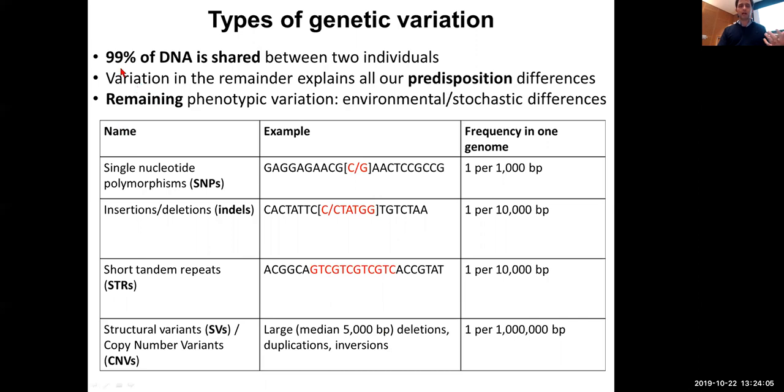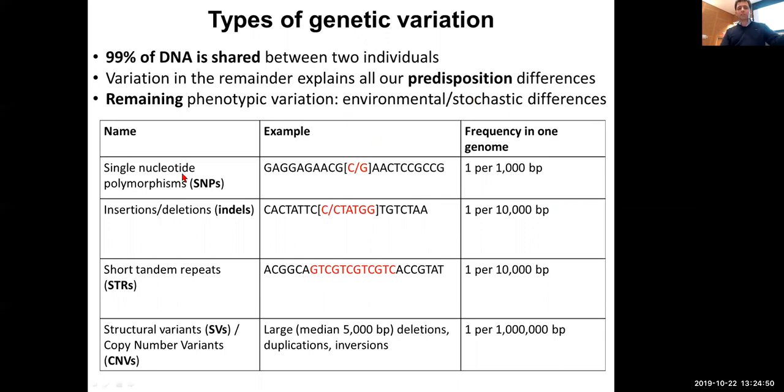99.9% of DNA is actually shared between any two individuals. Okay, when people are at war with each other, you should tell them, guys, you're almost identical. It's not good for your genes, don't kill each other. A variation in the remaining, about 0.1% of the genome, explains all our predisposition to disease. It's conceptually mind-boggling to realize how little variation there is, and yet how much our predispositions differ. The remaining phenotypic variation is, of course, environmental and also stochastic. You know, stuff happens.